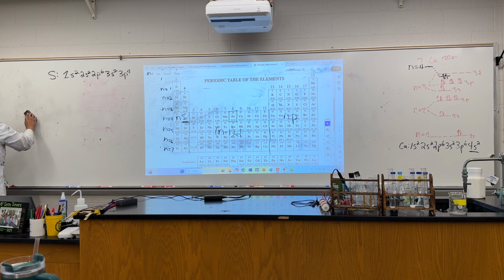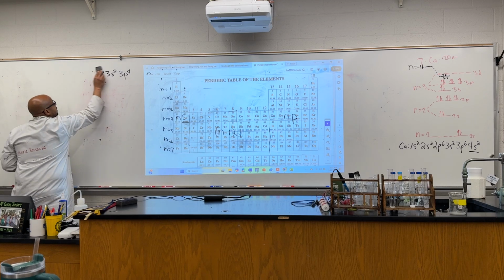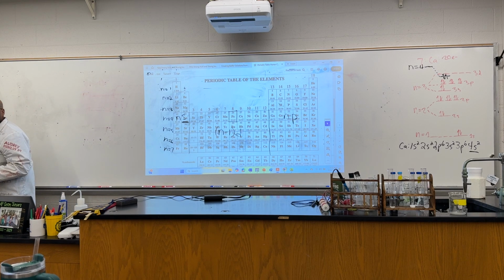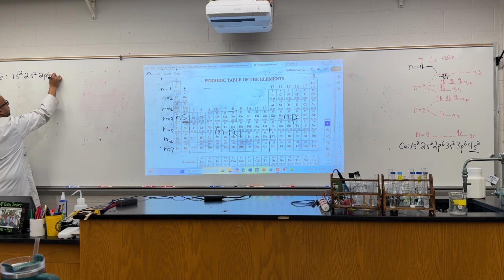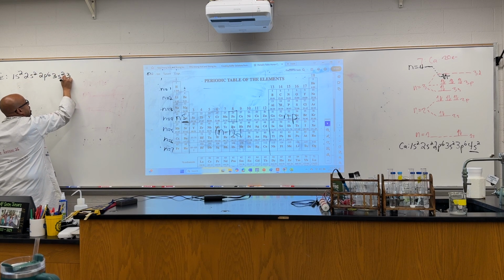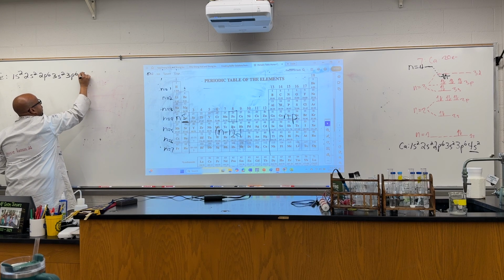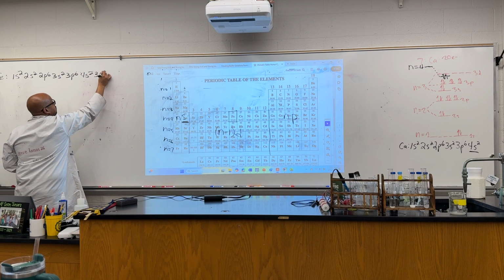All right. Somebody help me out. Who wants to give me the electron configuration for iron? Anybody? Ellie, who you got for me? 1s2, and 2s2, 2p6, 3s2, 3p6, 4s2, and 3d6. Very good.